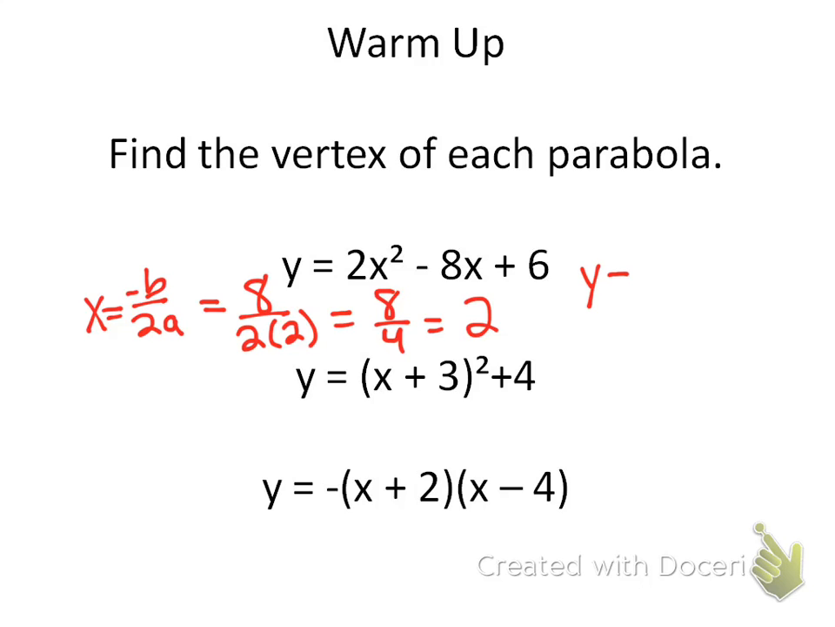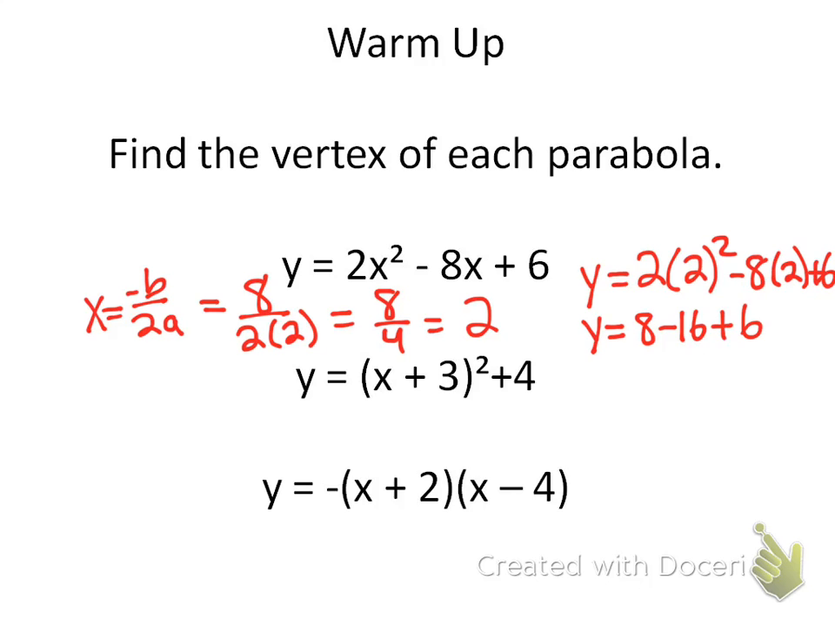Plug it in. So y equals 2 times 2 squared minus 8 times 2 plus 6. So that's going to be 4 times 2, which is 8, minus 16 plus 6. So negative 2. So the vertex of my first one is 2, negative 2. Any questions on how I found the vertex of that first parabola?